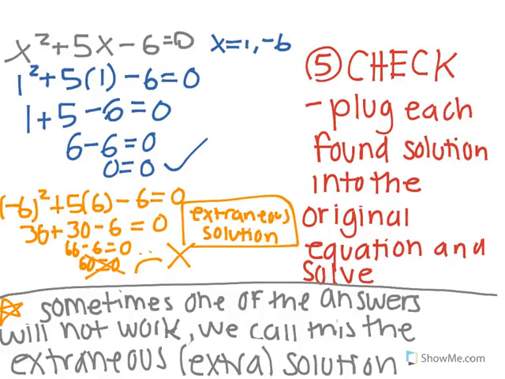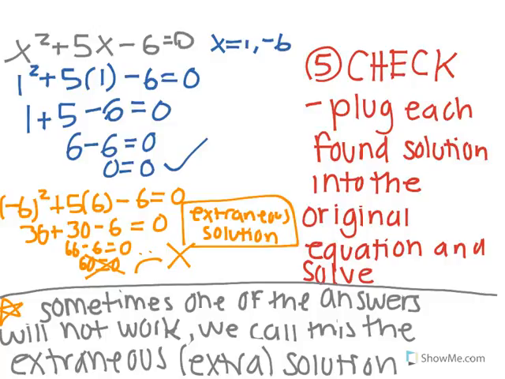Okay, so now to check this and make sure my values are correct, I plug each term back into the original equation. So I have my original equation, x squared plus 5x minus 6 equals 0, and my terms are 1 and -6. So I'm going to start with 1. I plug in 1 wherever there's an x, and I simplify it down. 1 squared is 1, 5 times 1 is 5, and then the -6 just remains the same. So I end up with 6 minus 6, which is equal to 0, so 0 equals 0. That one works.